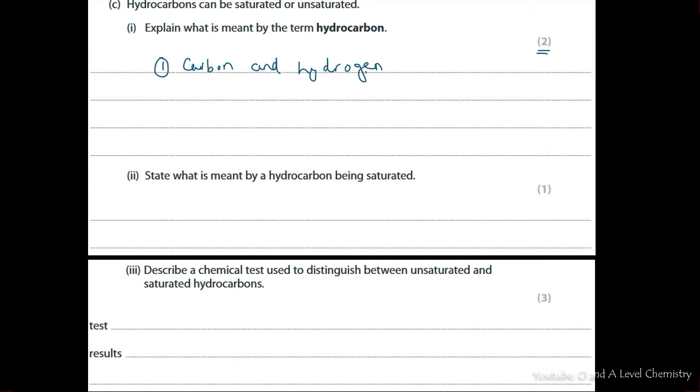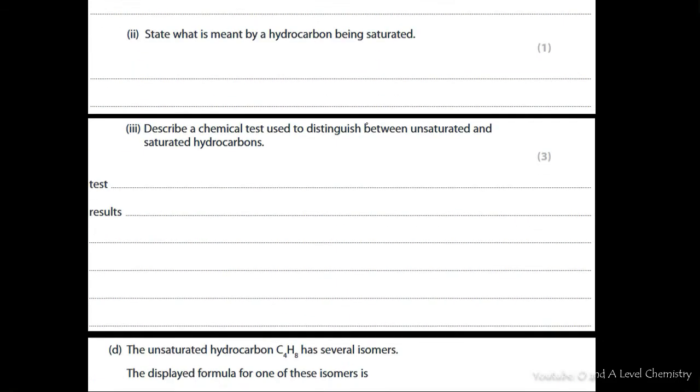Well, there are a lot of stuffs with carbon and hydrogen, but they are not hydrocarbons because they have other elements in them as well, other atoms as well. So the second point you have to say is these are compounds that have carbon and hydrogen only. Believe it or not, just saying this gives you the second point.